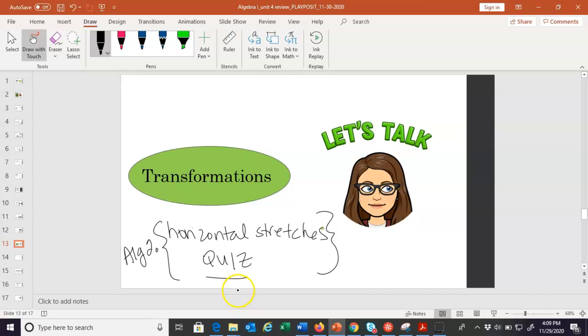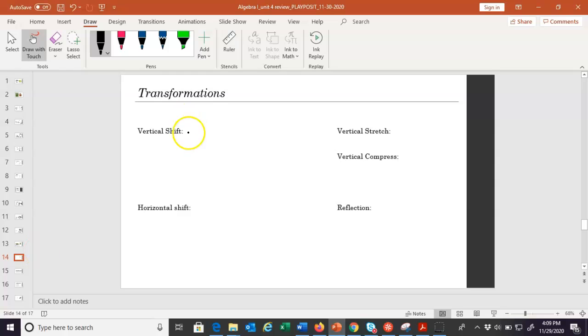But I just wanted to kind of clarify that because we do have a stretch and it's a vertical stretch. And that stretch is affected by the slope. So let's review transformations together. So the vertical shift, I'm going to just do a general function here.